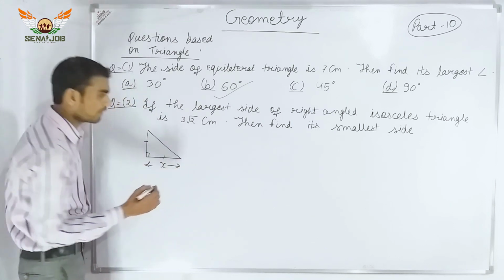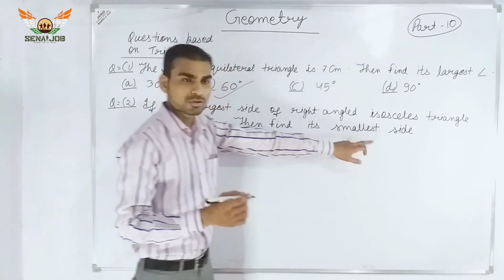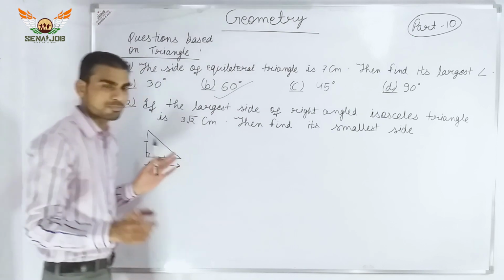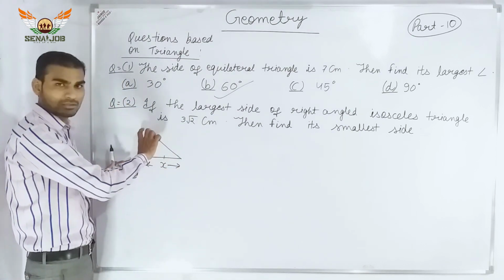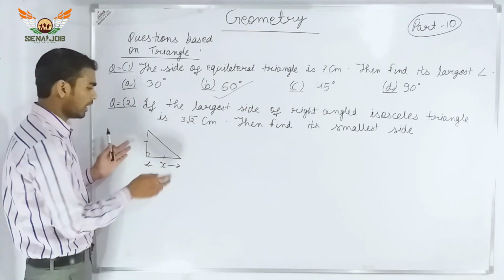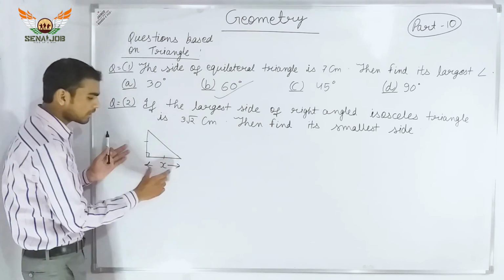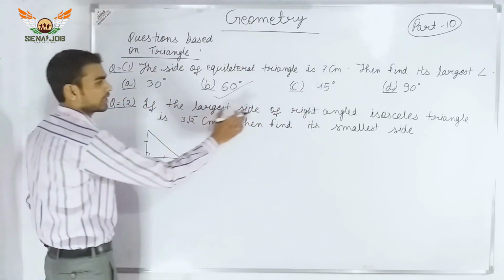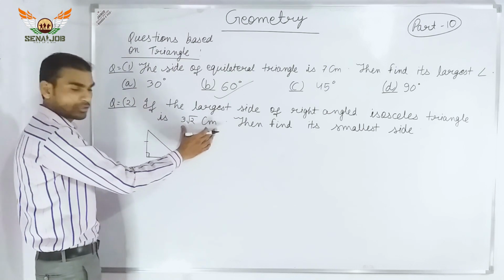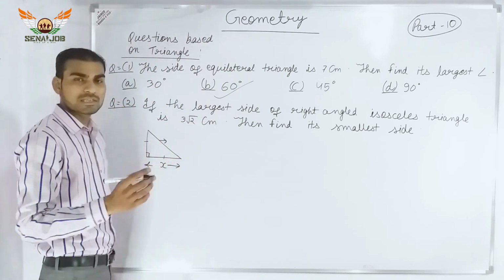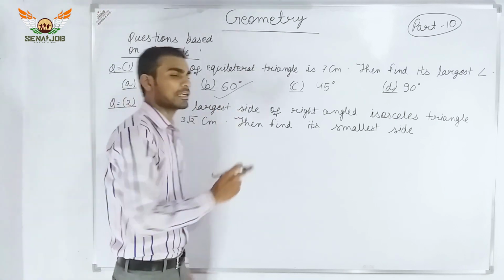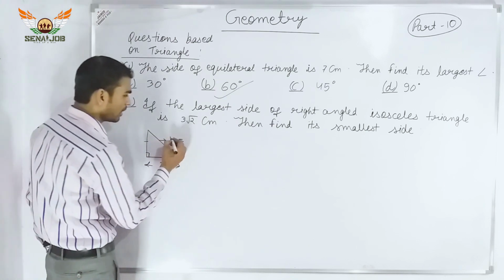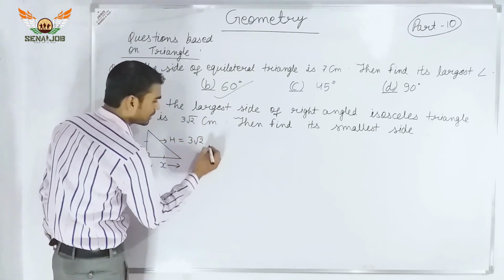Okay, we have to find out the remaining two sides. So there is no single smallest side. If it is an isosceles triangle, it means the base and perpendicular will be equal, and the hypotenuse will be greater than these two sides, and the hypotenuse is given as 3 root 2 centimeter. The largest side of the right angle triangle has been given. As you know, the hypotenuse is the largest side in any right angle triangle. So this is the hypotenuse, h, and h has been given 3 root 2 centimeter.